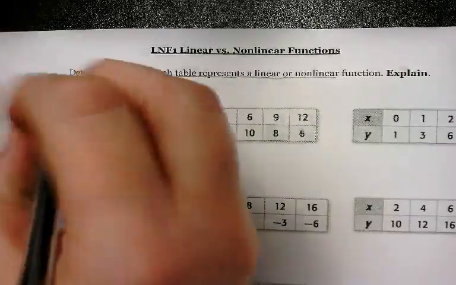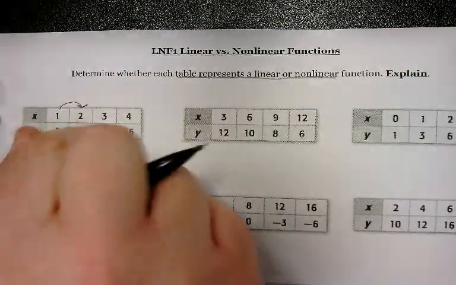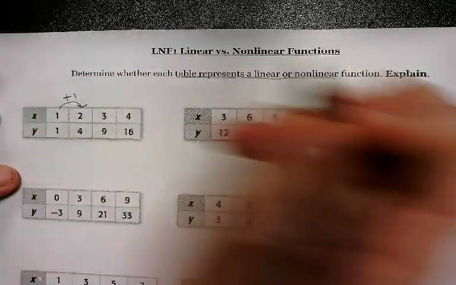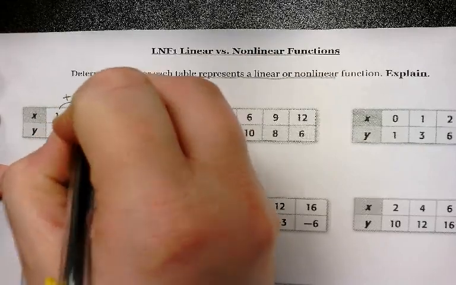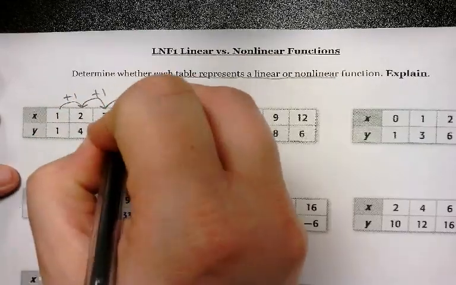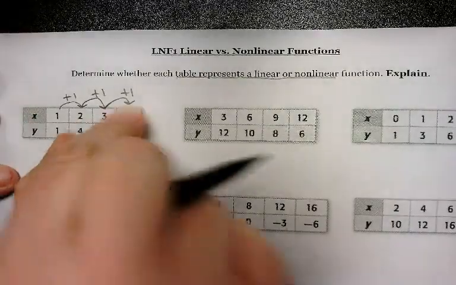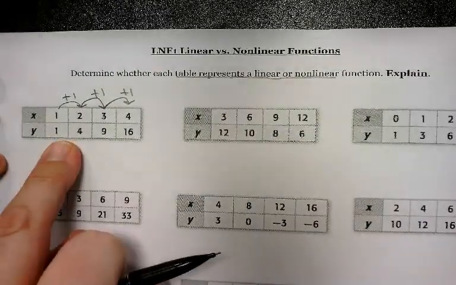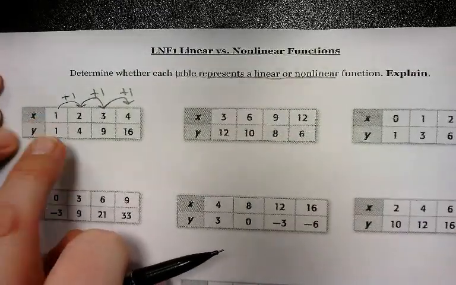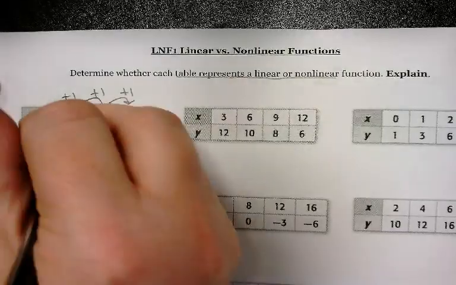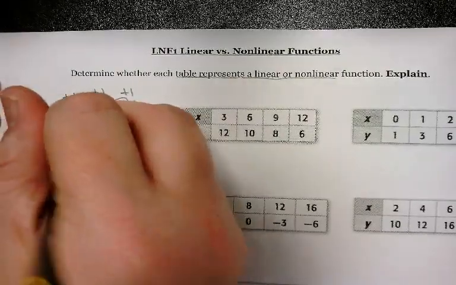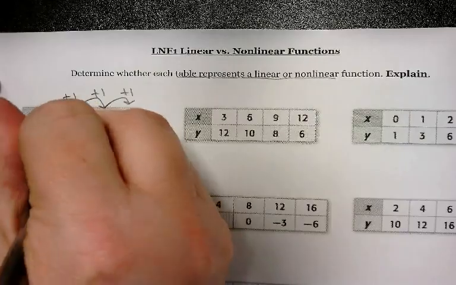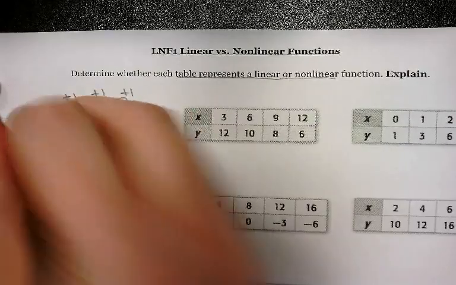As we go from here to here, I go from 1 to 2, so that's a plus 1. As I go from 2 to 3, that is also a plus 1. 3 to 4 is a plus 1. So my x's are working, right? Okay, on the bottom, as I go from this one to this one, this is going from a 1 to a 4. So we're going to add 3. The difference between 4 and 1 is 3.